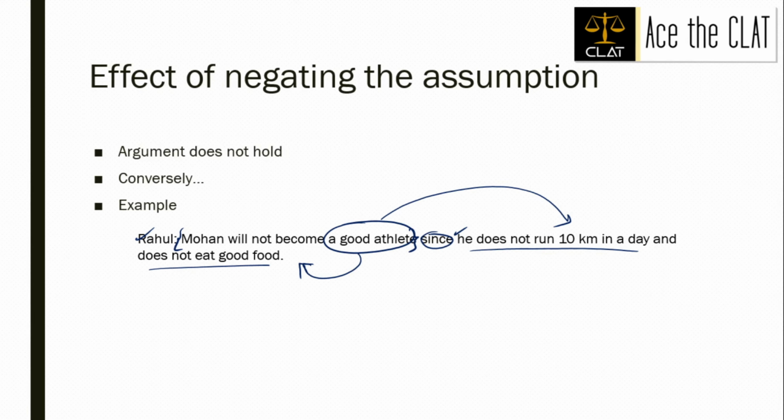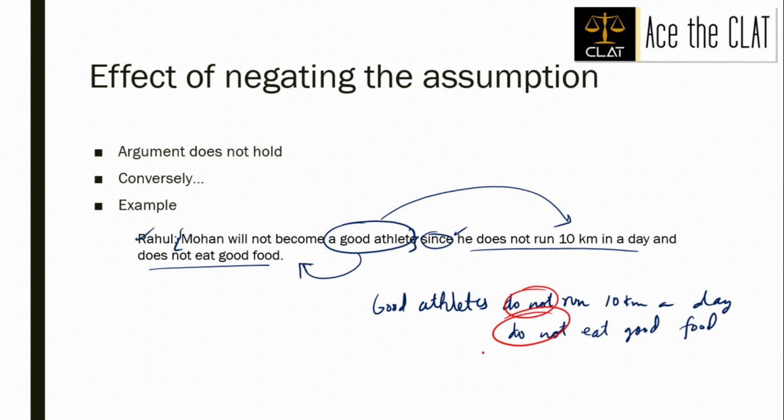Well, let us negate these statements to understand the effect of negating the assumption. Good athletes do not run 10 kilometers in a day, or they do not eat good food. When I try to negate this, you see that the argument completely falls, right? Rahul cannot conclude that Mohan will not be a good athlete, right? So that is how negations or negating the assumptions work.